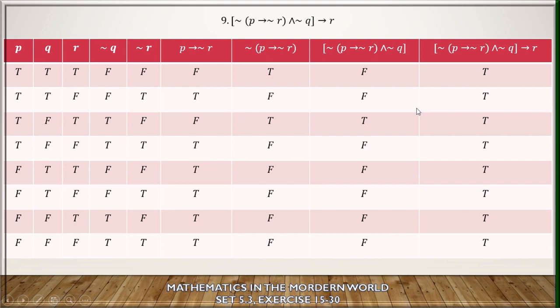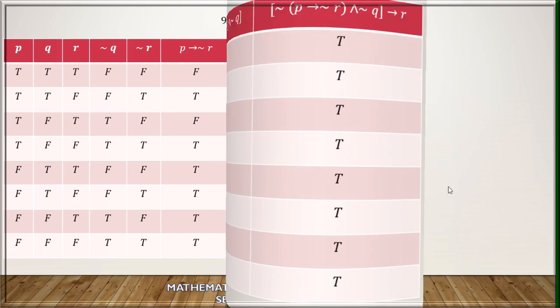Lastly is the conditional of this conjunction, then R, this one. So false true is true. False is true. True is true. False is true. False true is true. False is true. False true is true. False is true. So all also true. I think this is the last, number 10.